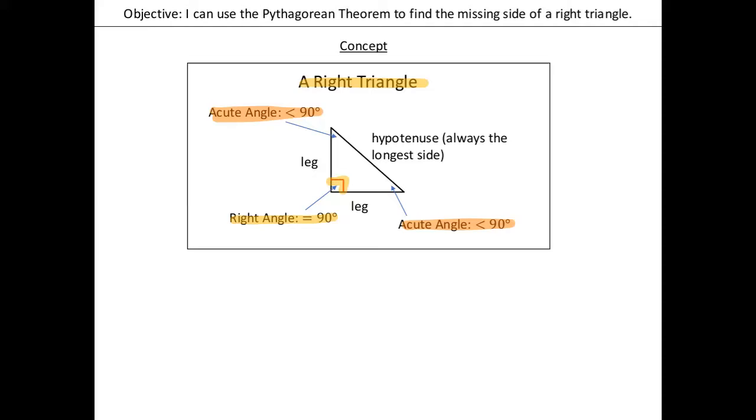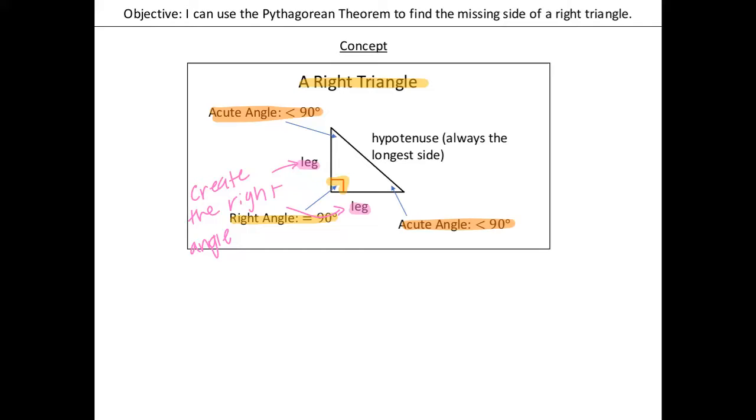And then we have the legs of the triangle. The legs are the sides that create the right angle, okay? The legs create the right angle. Those are classified as the legs. Whatever the two sides are that create the right angle, those are called the legs.